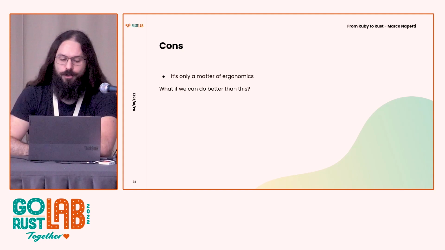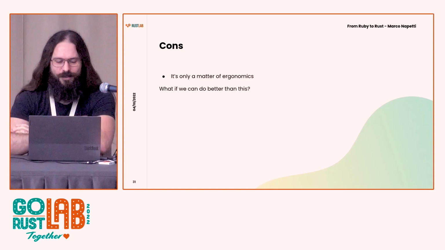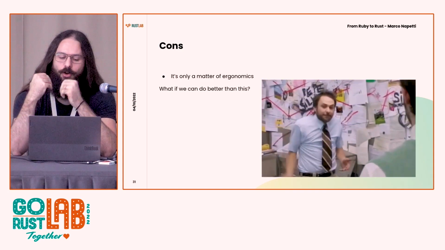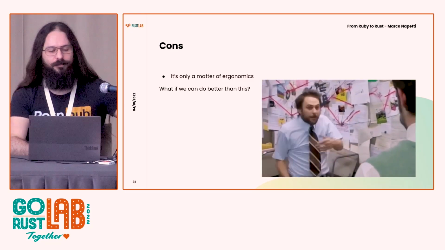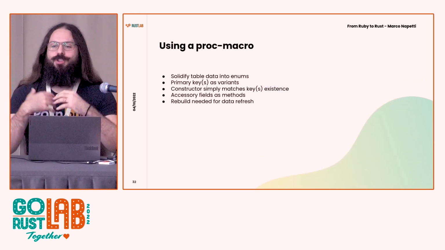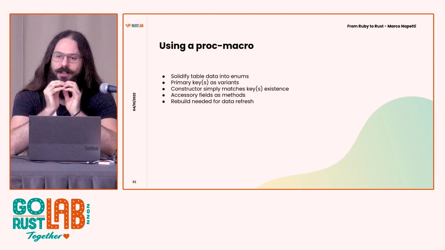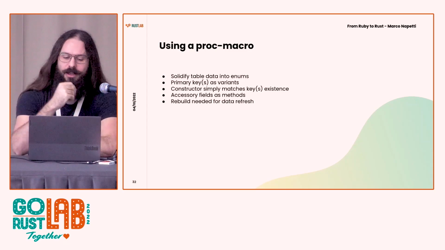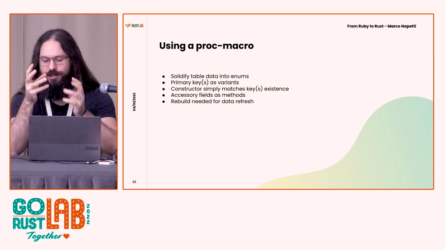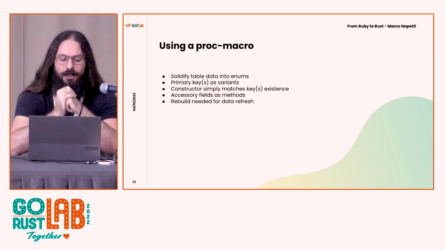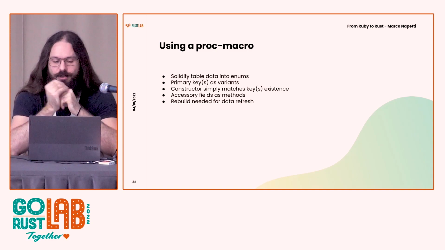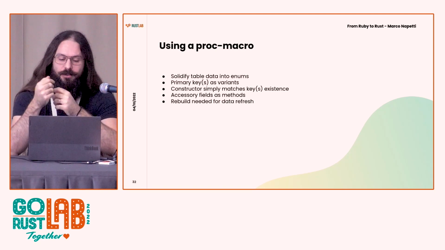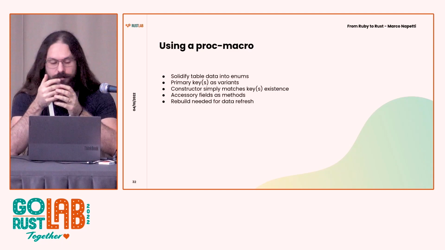What do we do? A full search inside the code is not the best. What if we can do better than this? What if the compiler can do this work for us? Using a procedural macro, we can solidify table data inside an enum. Primary keys will be the enum variants, and accessory fields like our family, description, or decimals will be instance methods. Constructors at this point simply need to match the primary key existence. Obviously, you need a rebuild of the application if the data changes.